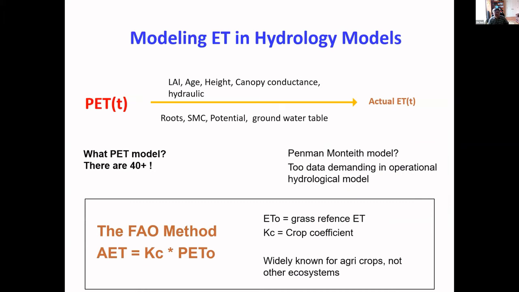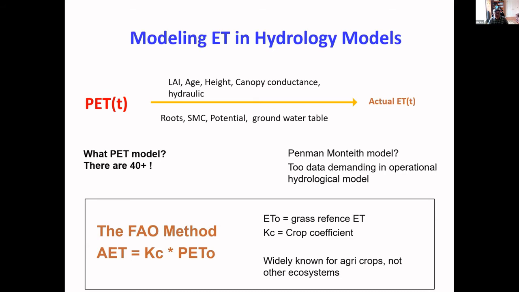For hydrological modeling, as a hydrologist, it's very common practice to go from PET to actual ET. But this process is very difficult because there are so many processes involved. Like in forest, we need the age, leaf area index, height, hydraulics, soil water content, water potential. How do we incorporate that into the model? There are simple models and complex models, like the FAO reference ET method. Basically, you calculate the reference Penman-Monteith equation, then you multiply by a crop coefficient, and you get actual ET.